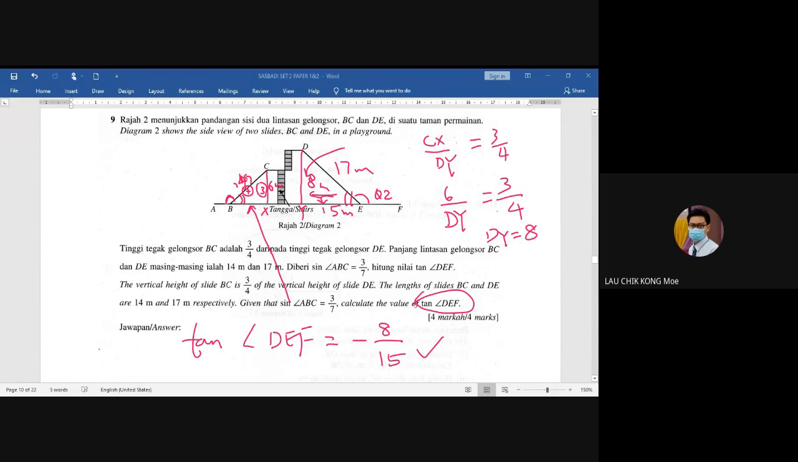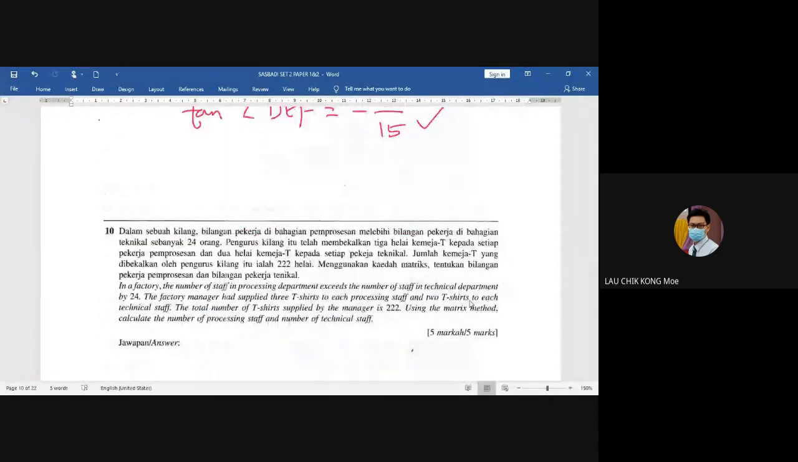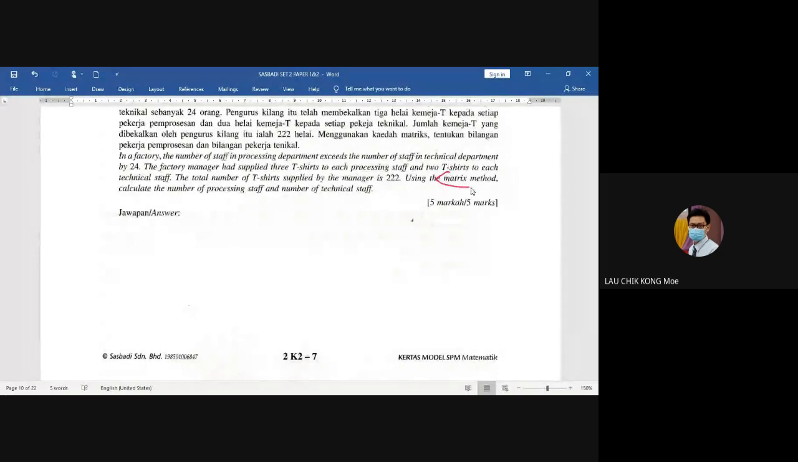Okay, we go to the last questions. So last questions for today, this is a matrix method. Yeah, using a matrix method.